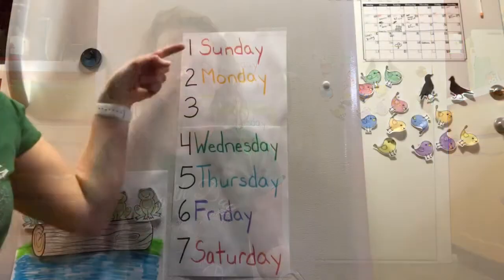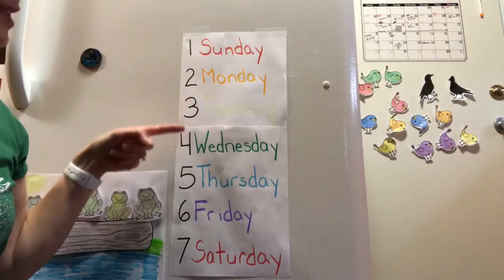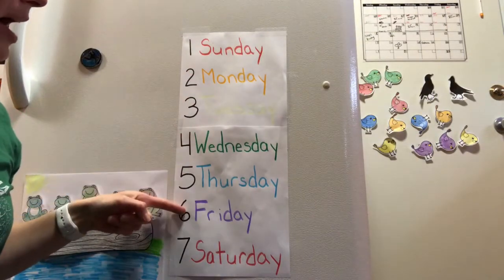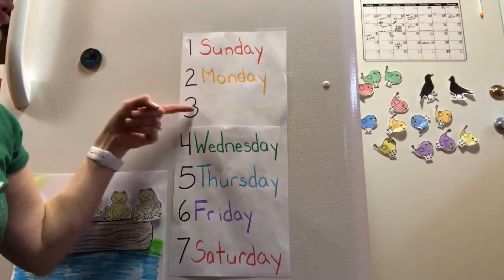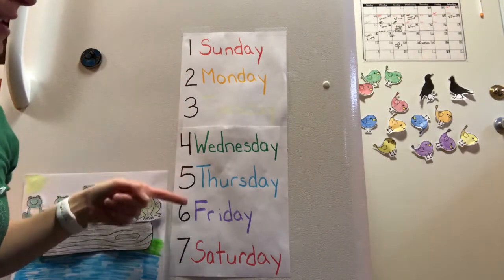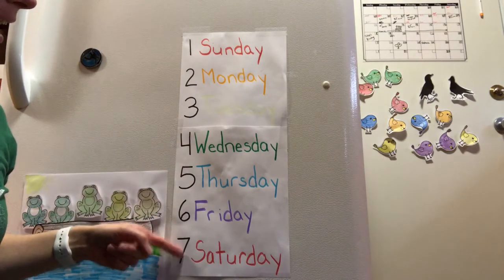Let's sing the days of the week. There are 7 days, there are 7 days, there are 7 days in a week. There are 7 days, there are 7 days, there are 7 days in a week. Sunday, Monday, Tuesday, Wednesday, Thursday, Friday, Saturday. Sunday, Monday, Tuesday, Wednesday, Thursday, Friday, Saturday.